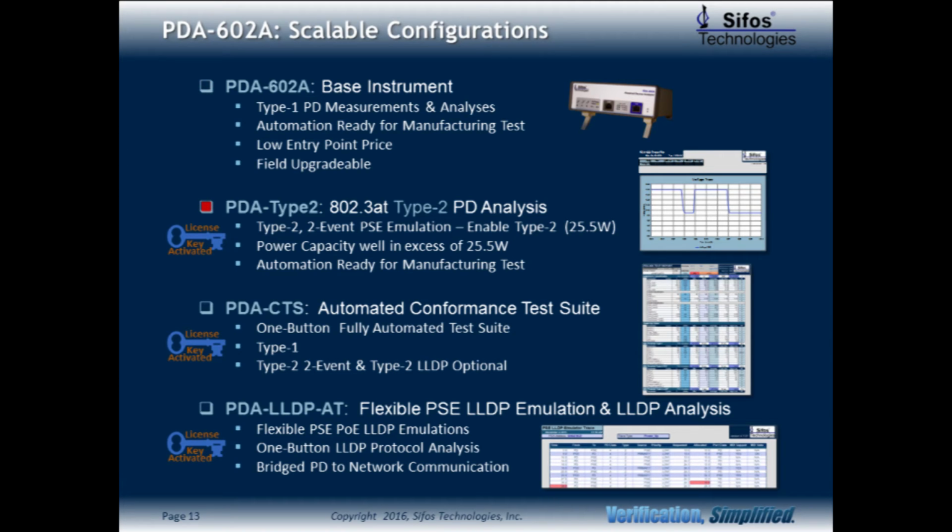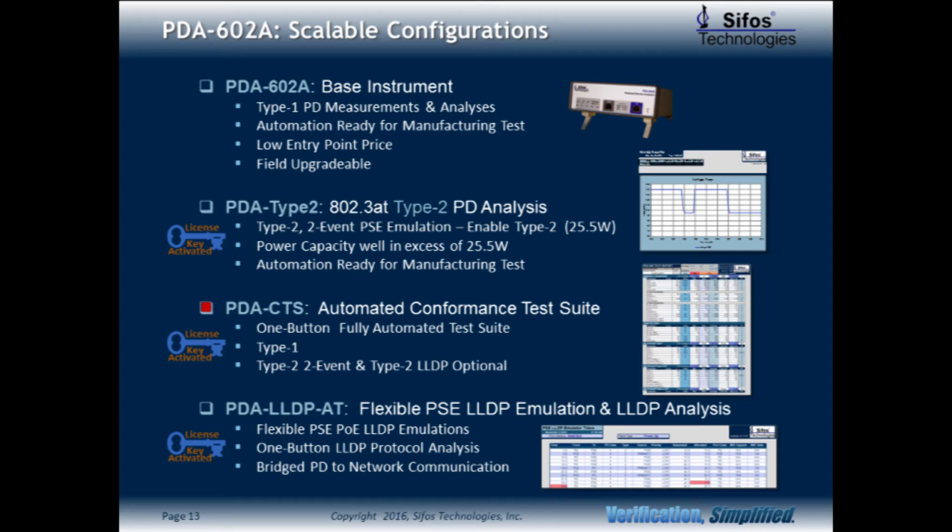The base instrument can be upgraded to Type 2 PD analysis with a field-activated license key. This enables 2-event classification so that Type 2 PDs can operate up to 25.5 watt loading. The PDA600 can also be upgraded via license key to access the automated PD conformance test, streaming traces, and the load monitor for full PD specification conformance analysis.